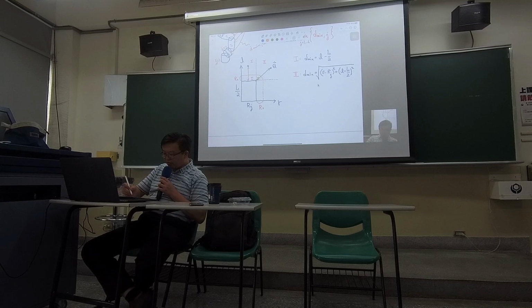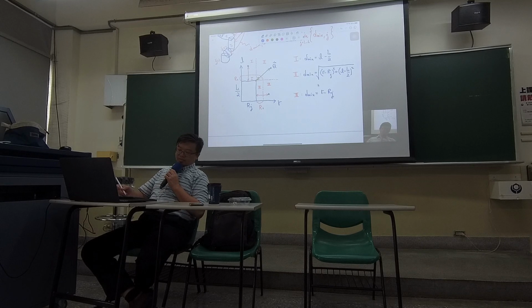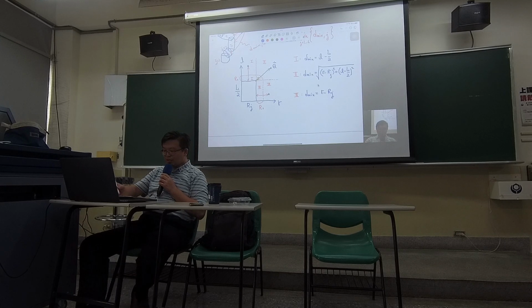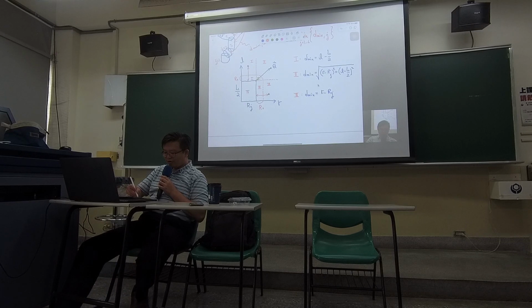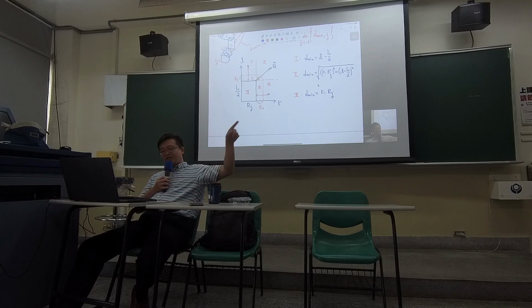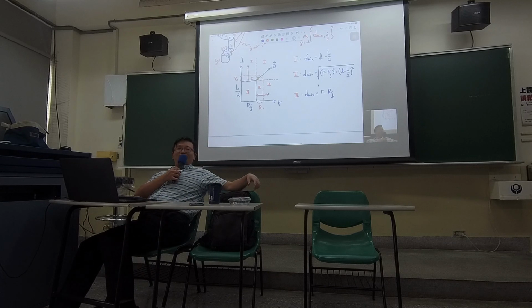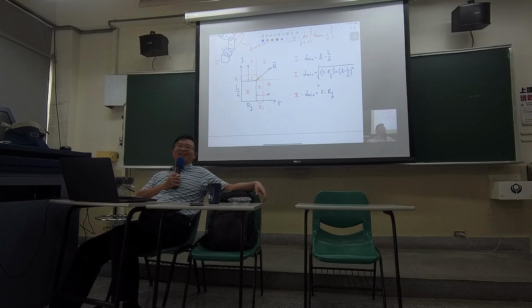Similarly, if you are in region 3, the obstacle, for example, is here, then the shortest distance is here. In region 3, d minimum is gonna be r minus rj. That's it. How about region 4? If your obstacle is inside region 4, your robot is ruined already.